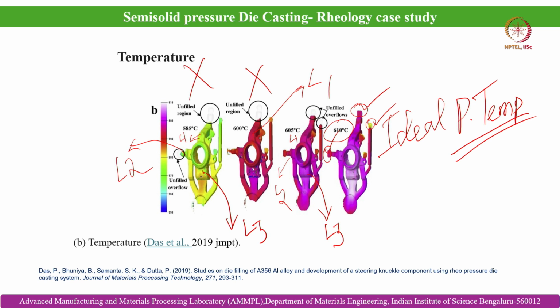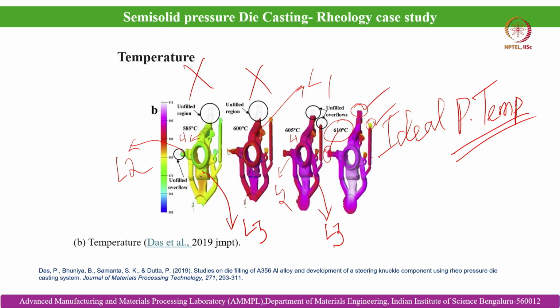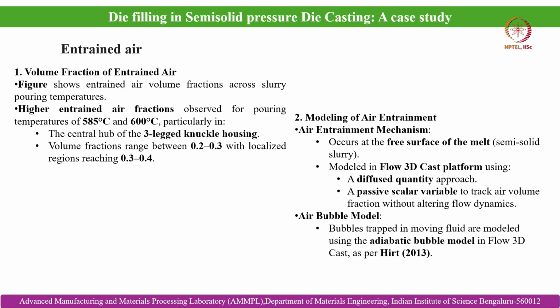And also you can see that the temperature distribution is more or less uniform, lying between 600 to 610 degree centigrade. That temperature distribution is also complemented by the solid fraction distribution just shown before this slide. Here also we have seen that the solid fraction distribution is more or less uniform. So that's why it has been identified as the optimum melt pouring temperature during Rheo die casting processing of the solidifying melt.